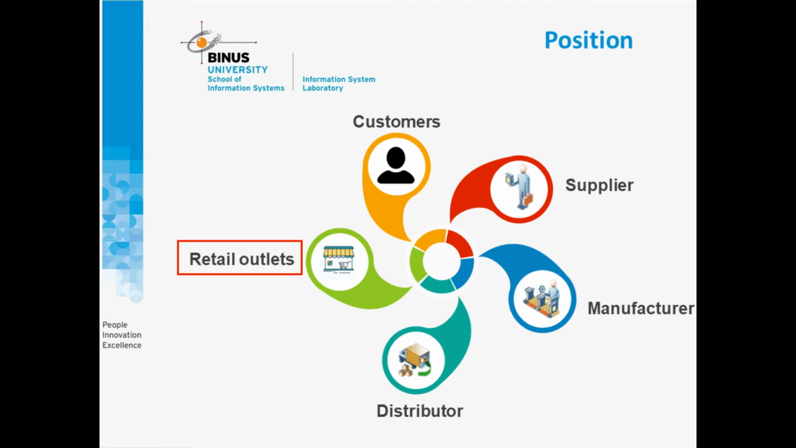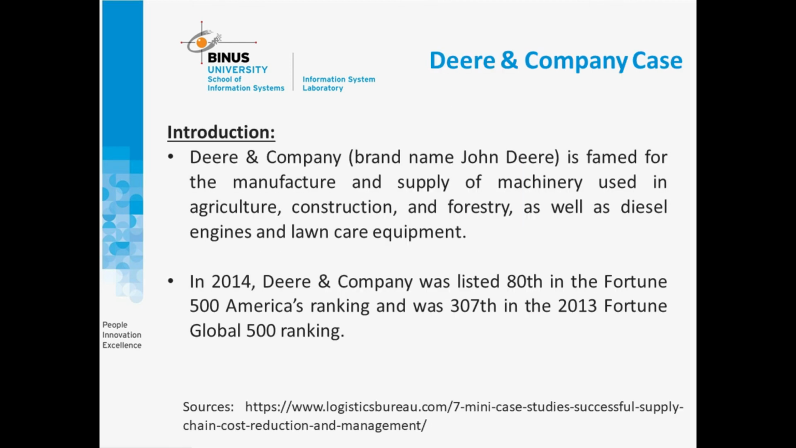The fourth is retail outlets. Retail outlets are the parties who offer goods directly to customers. The last is customer. Customers are the parties who use or receive the goods. The following is an example of a supply and demand case.